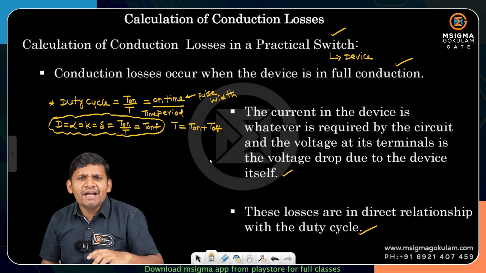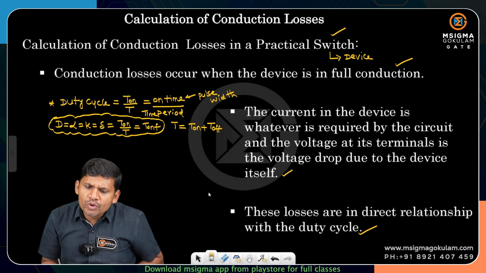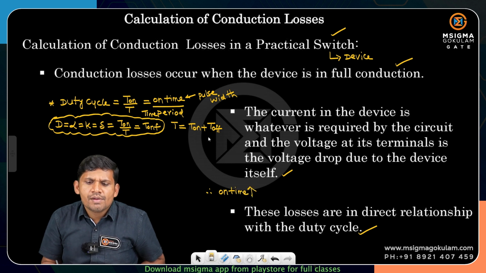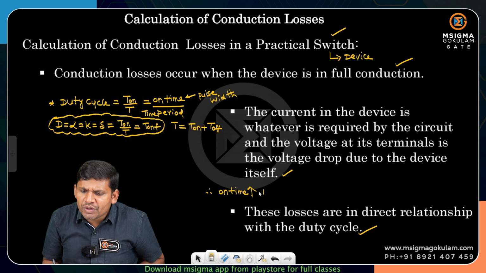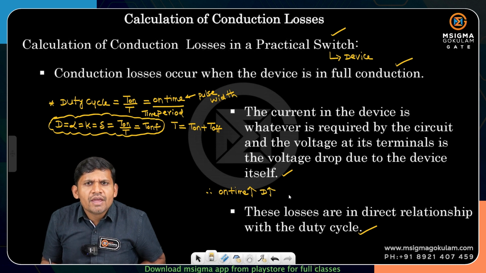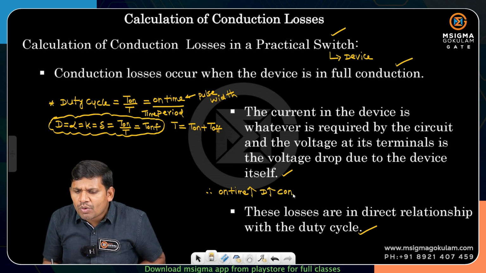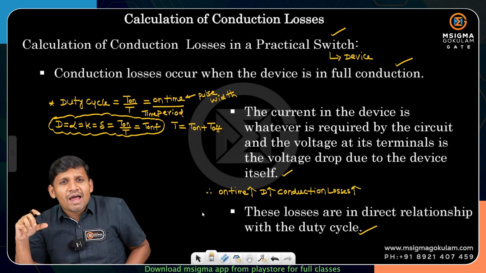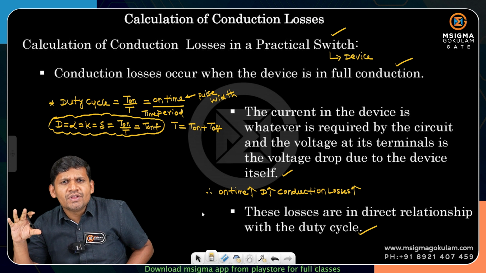Why is it directly related to the duty cycle? We know that if the on time increases, the duty cycle increases. If the duty cycle increases, what happens to the conduction losses? The device is conducting for more time, so the conduction losses also increase. That's why these losses are in direct relationship with the duty cycle.